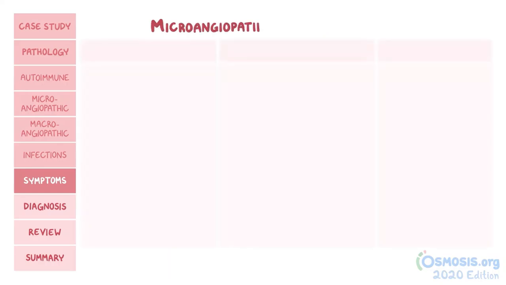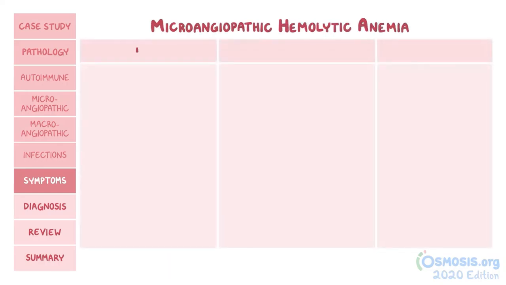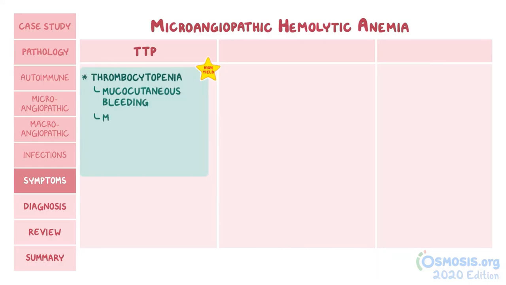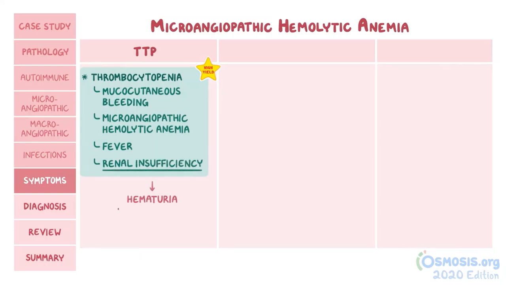Moving on to microangiopathic hemolytic anemia. For TTP, individuals classically develop 5 symptoms: thrombocytopenia causing mucocutaneous bleeding, microangiopathic hemolytic anemia, fever, renal insufficiency, which can cause hematuria and decreased urine output, and neurologic symptoms like headache and confusion.